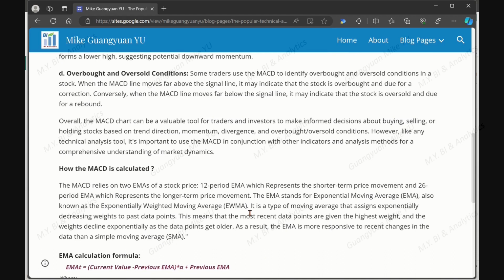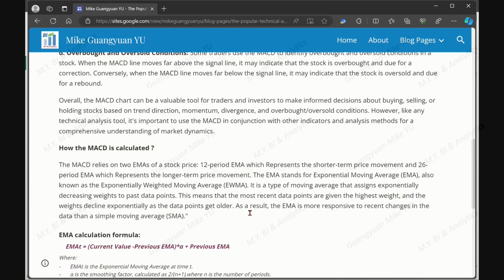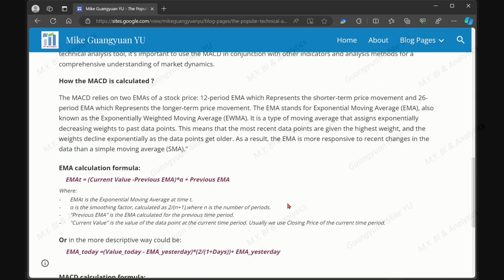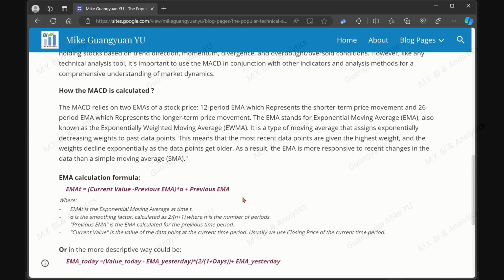Then how is the MACD calculated? The MACD relies on two EMAs, exponential moving averages, of a stock price, i.e. the 12-period EMA, which represents the short-term price movement, and the 26-period EMA, which represents the long-term price movement.